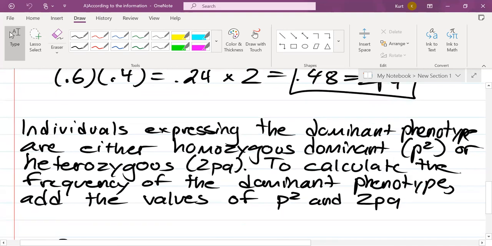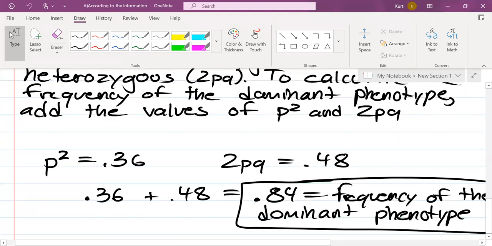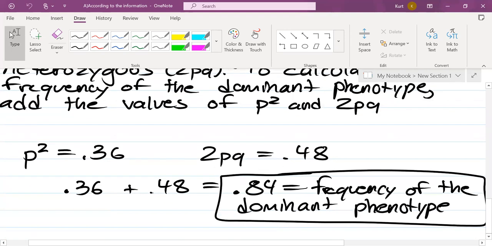And then lastly, it wants me to find the frequency of the dominant phenotype. Well, if the dominant phenotype is homozygous dominant and heterozygous, I need to add those two. Individuals expressing the dominant phenotype are either homozygous dominant P squared or heterozygous 2PQ. To calculate the frequency of the dominant phenotype, add the values of P squared and 2PQ. So I reiterate, P squared is 0.36, 2PQ is 0.48. 0.36 plus 0.48 equals 0.84.